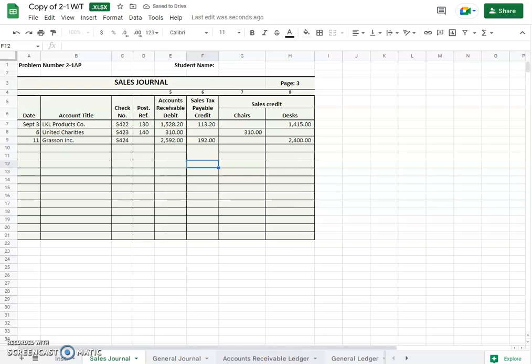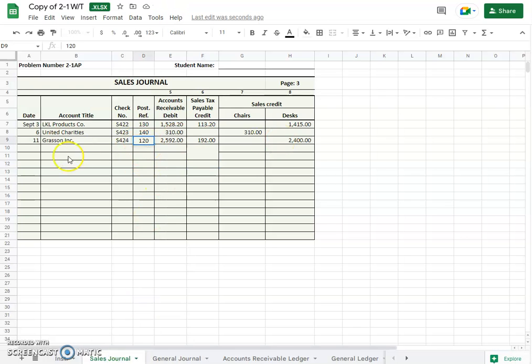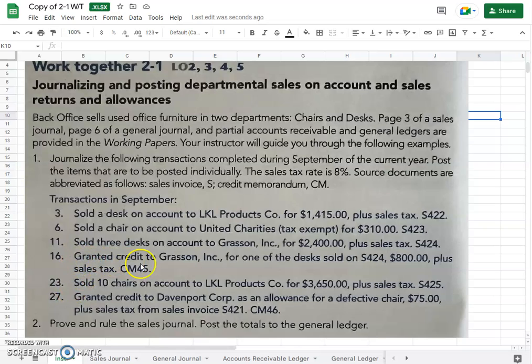Now we'll post that to Grayson in the accounts receivable ledger. On the 11th, from Sales Journal, page 3, we have a debit of $25.92. New debit balance. Add that one to it. Account number 120 was posted. And then on the 23rd, we'll go back here. I'll show you. Oh, we have to grant credit to Grayson first. For one of the desks sold, $800 plus sales tax.